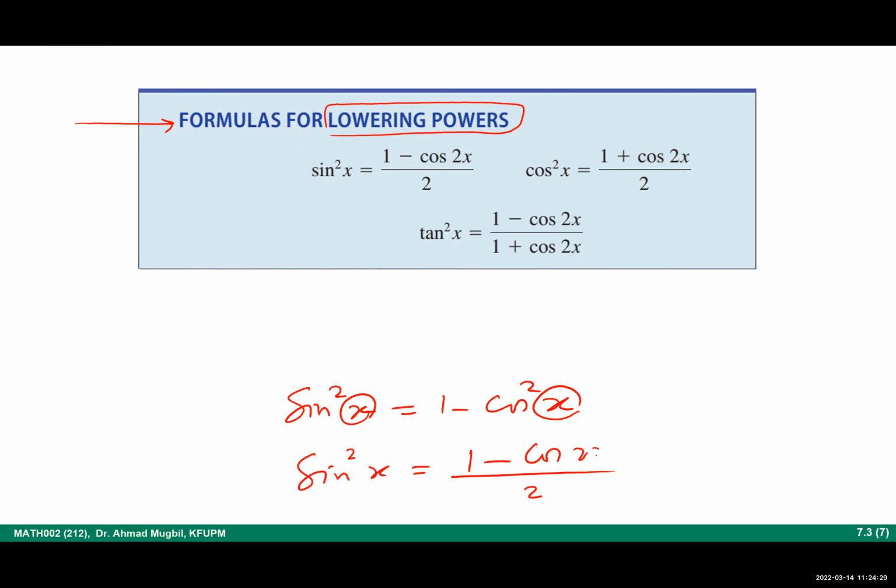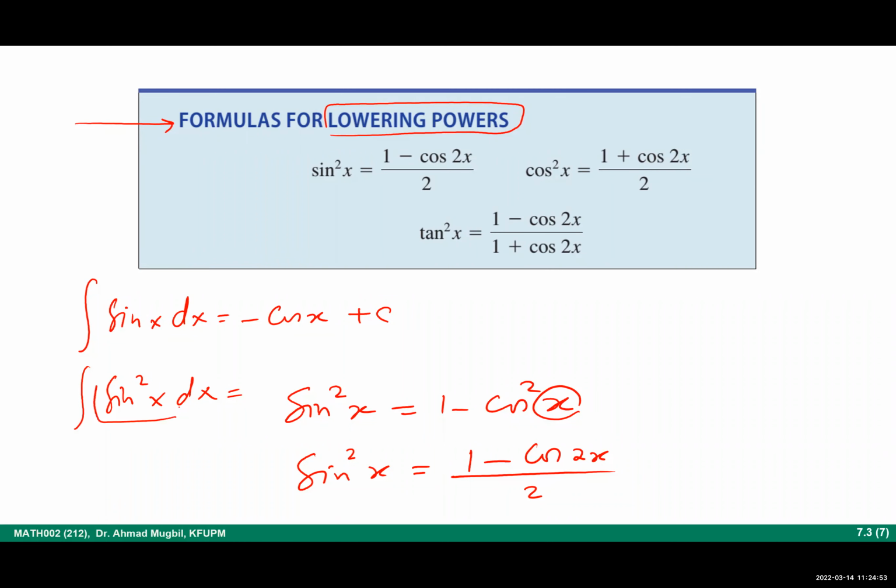So this is another formula for sine squared x. Again, you will use this, guys. You will see in Math 102 that the integral of sine x dx is negative cosine x plus a constant. But the integral of sine squared x is not direct. You cannot find it directly. The only way to find this is to write it as (1 minus cosine 2x) over 2.